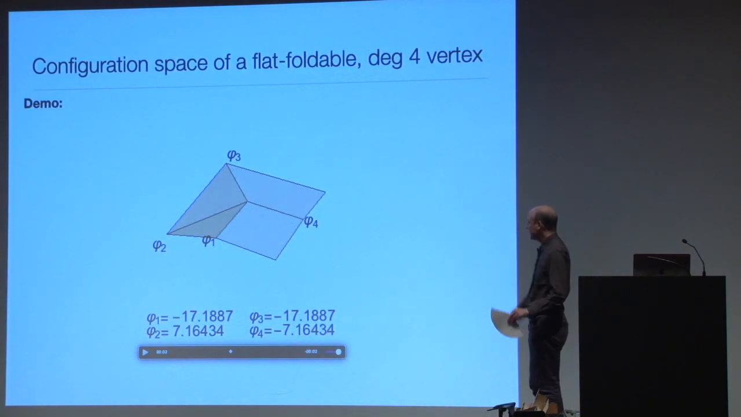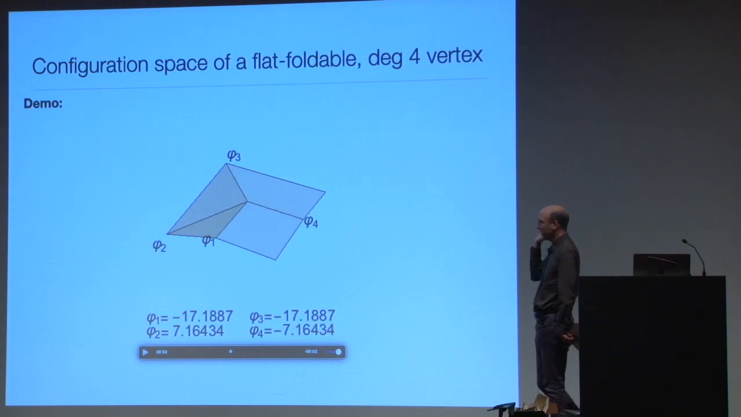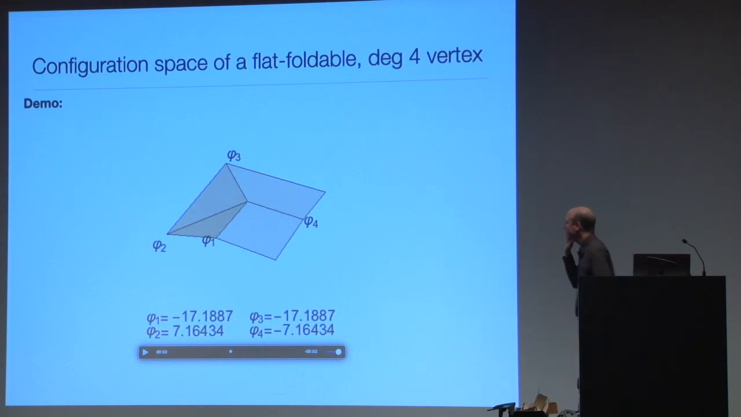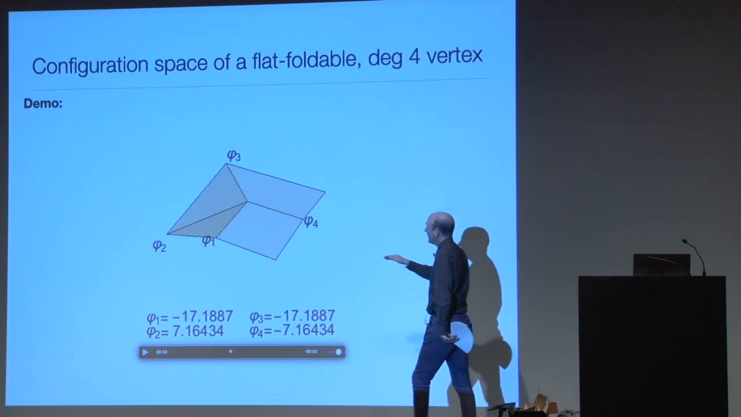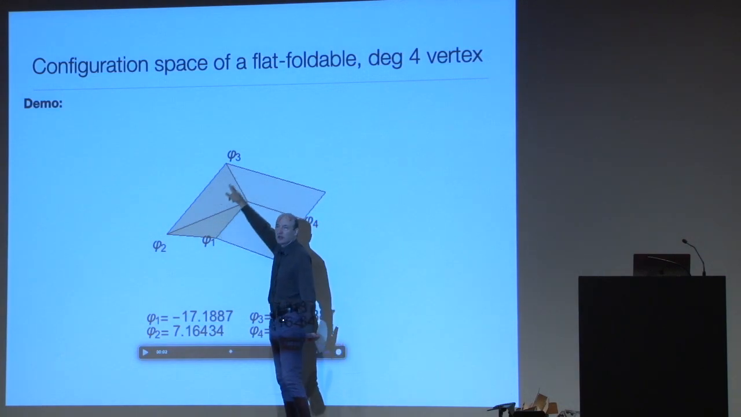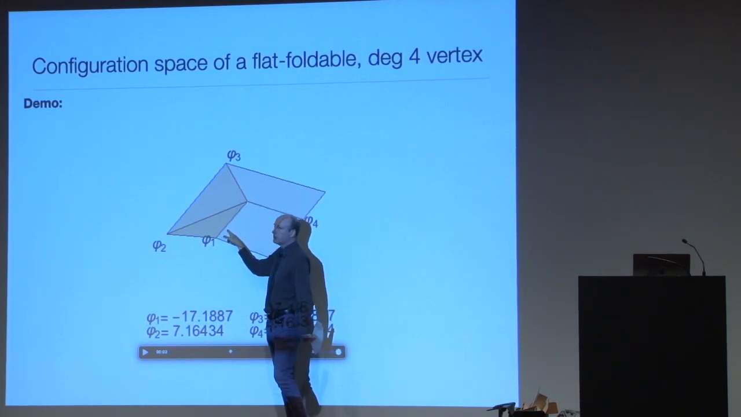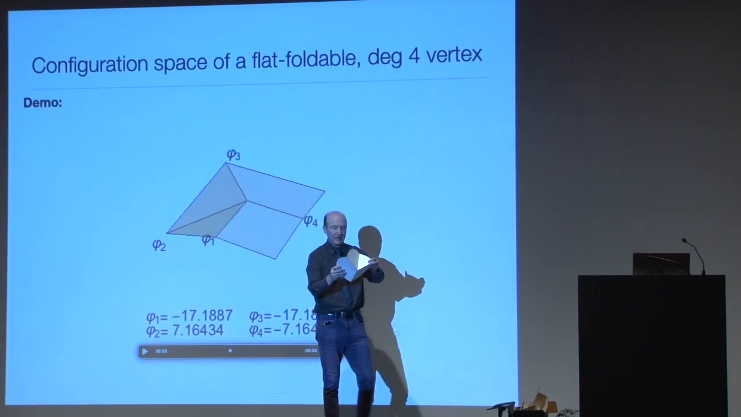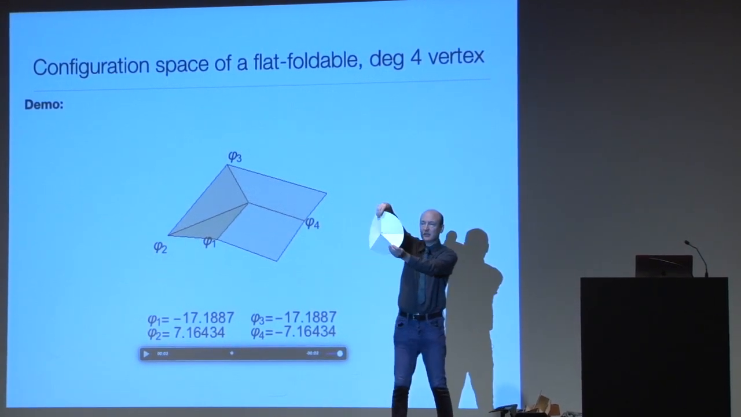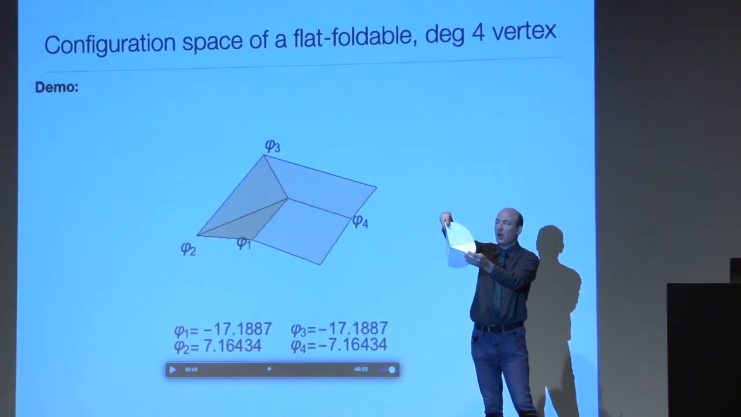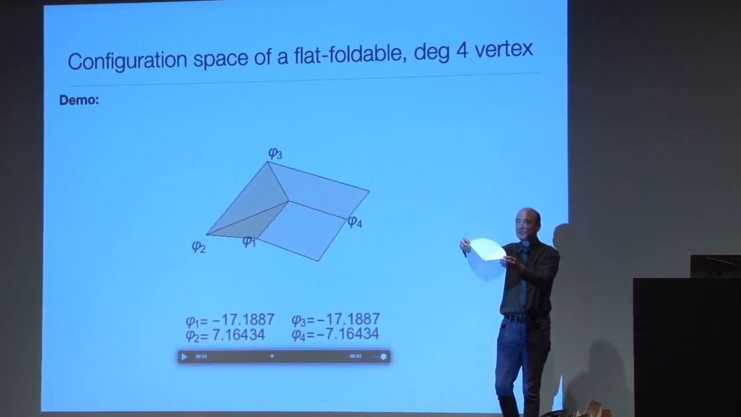But notice some of these are equal, right? Phi 2 and phi 4, no, that's not right. 1 and 3 are equal. Yeah, I'm getting hung up by the negative signs. Yeah, phi 1 and phi 3, and those are the ones opposite each other. They're the mountain creases that are opposite each other. They're like these two here. Those actually have the same folding angle as it's folding and unfolding.